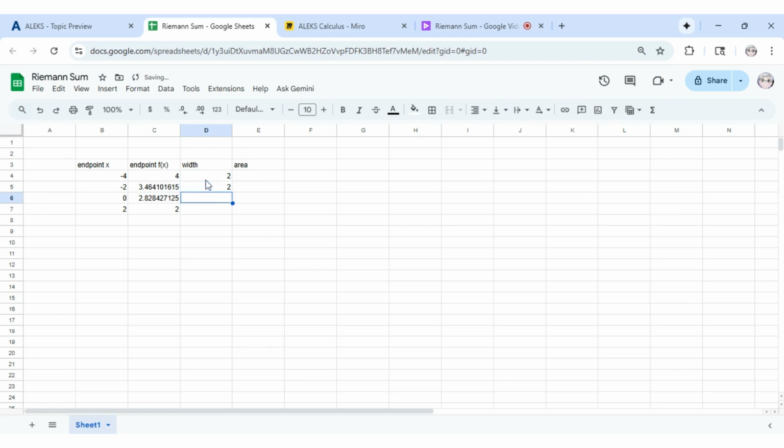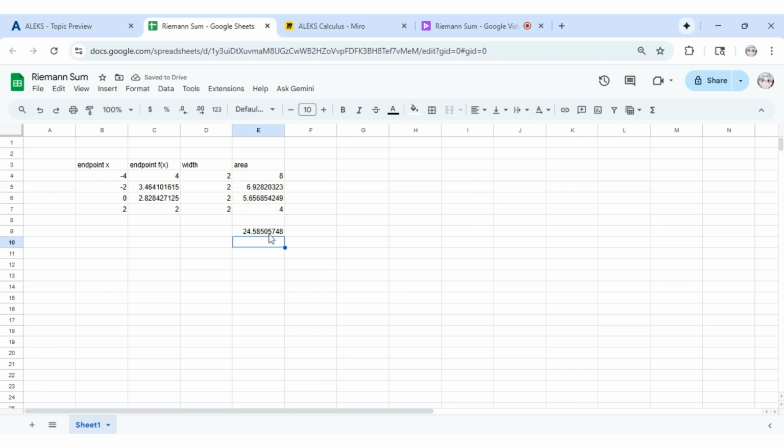The widths are all 2. And then I can just put in a formula for the area, which equals length or height times width. And it gives me an autofill suggestion too. So those are the areas of all the individual rectangles. Let's sum those up to get our Riemann sum. So equals SUM parentheses and select all that and close the parentheses.